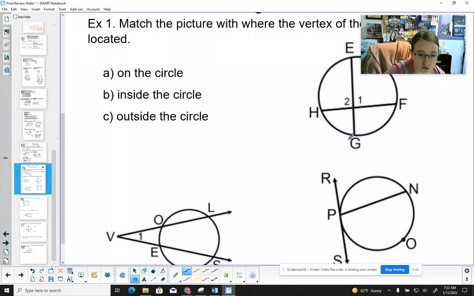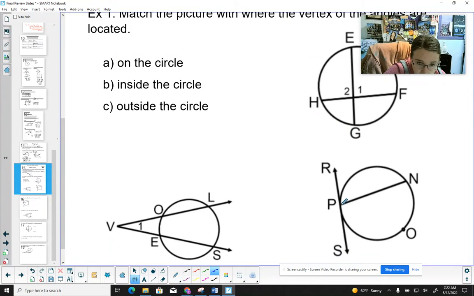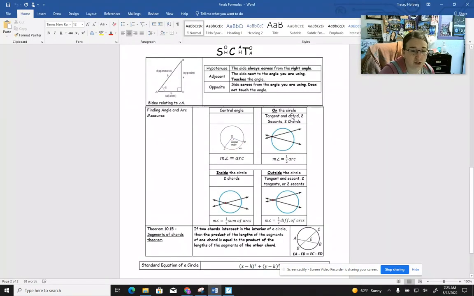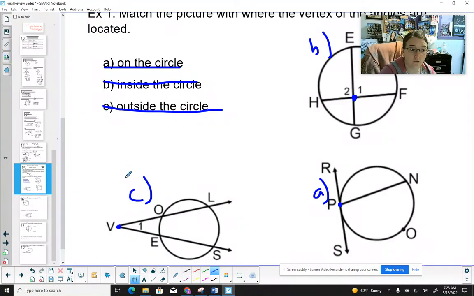Okay, so on the circle is going to be this guy right here. That point is on the circle. So this is A, on the circle. B, inside the circle, is going to be this guy. That point is inside the circle. That's B. And then lastly, this point is outside the circle. That's C. And that's, again, how we know what the formula is. On your formula sheet, you see on, inside, outside. If you can say that to yourself in your head, then you know what formula to use.